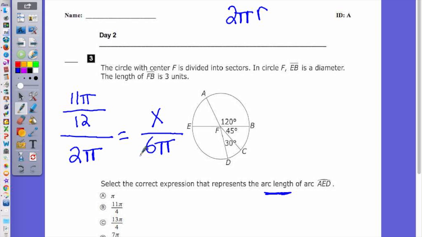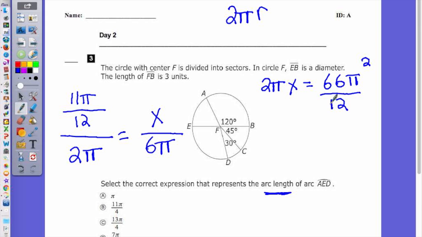Okay? This is where it's going to start to get a little complicated for you guys. I'm going to cross multiply. 2 pi times x is 2 pi x. 11 pi over 12 times 6 pi. So the numerators of my fractions are 11 pi and 6 pi. That gives me 66 pi squared, divided by 12. Okay? If I wanted to, I could simplify the 66 twelfths.